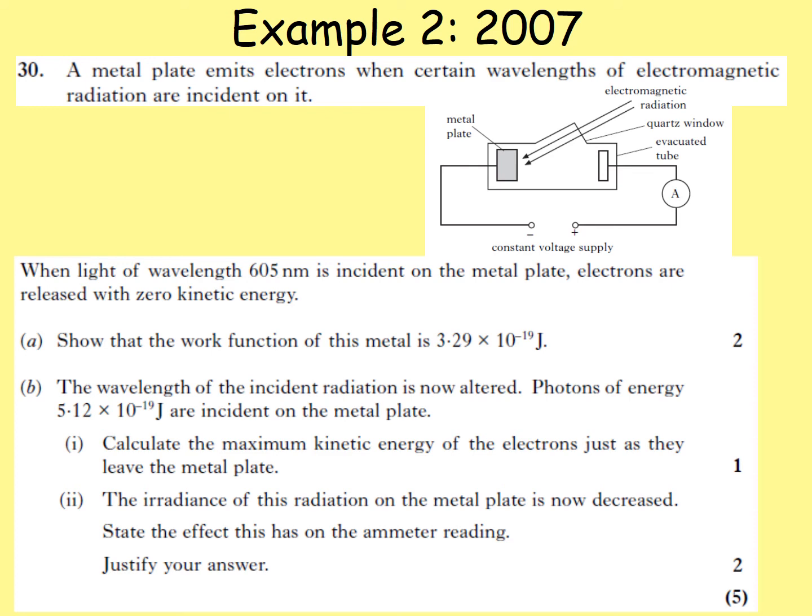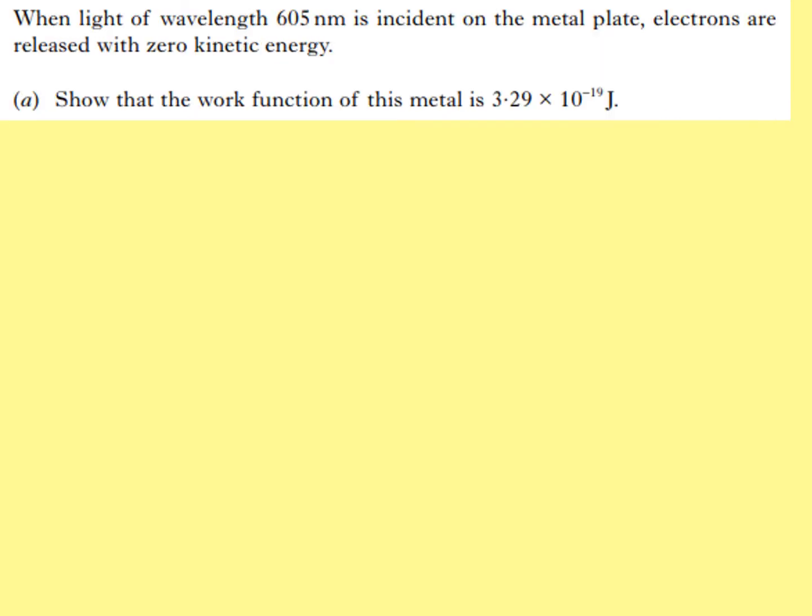So if electrons are released with zero kinetic energy, that means this light has just enough energy to release an electron and no more. That's the definition of the work function: the minimum amount of energy required by an electron to be released from the surface. Let's have a look at that first part. Show that the work function of this metal is 3.29 times 10 to the negative 19 joules.